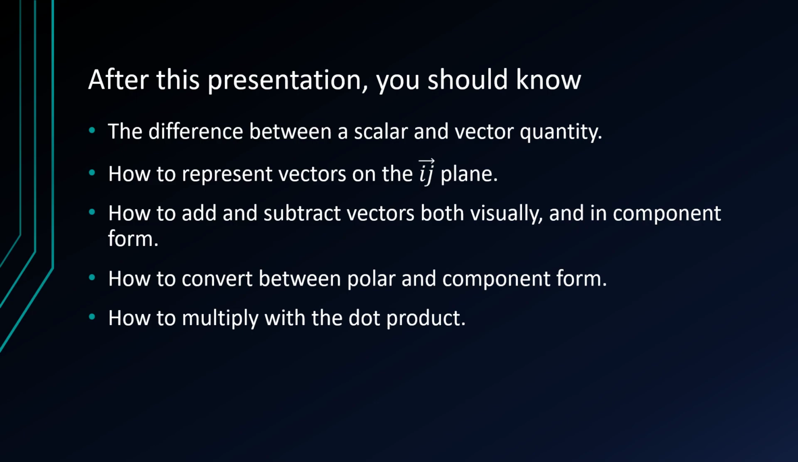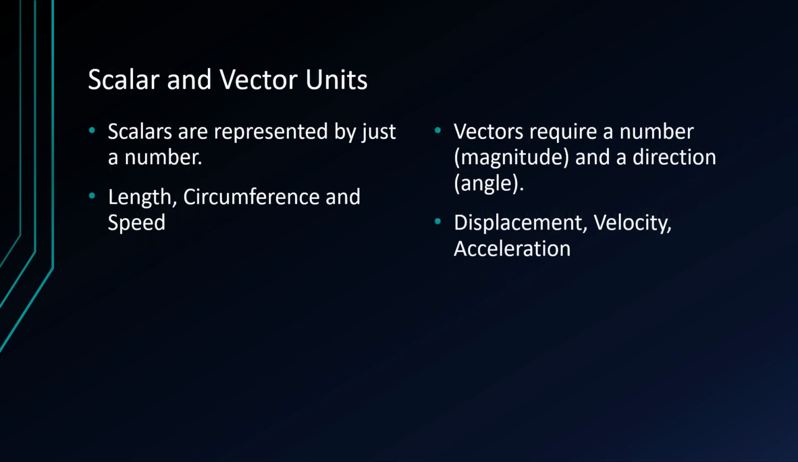this particular slide. So, the first thing we're going to start off with is how to differentiate different kinds of units, because in physics we have two different unit quantities. We have the scalar and the vector. So scalars are represented by just a number, so whether it be length, circumference, and speed. One key thing about scalar quantities is that they're always greater than 0. So length is always greater than 0, circumference is greater than 0, and speed is considered greater than 0. And we'll get onto why that is.